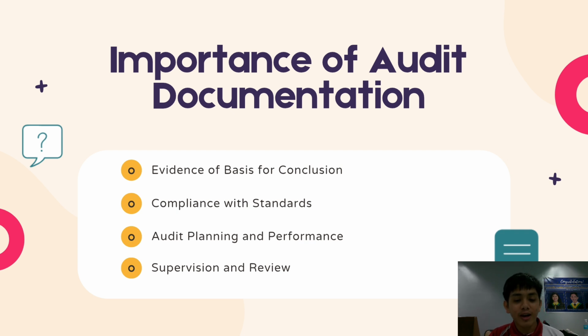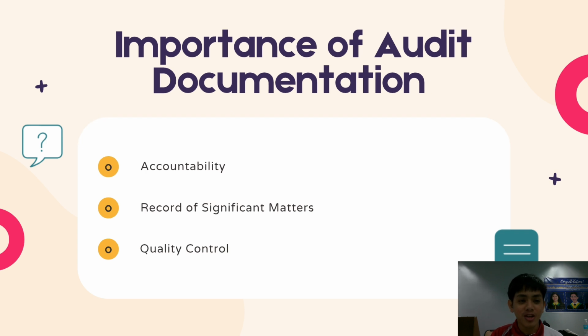We also have accountability. I think you're familiar with this word. Audit documentation provides a clear record of who performed audit procedures and who reviewed them. It means that the working papers include the name and initials of the person, the CPA who prepared the documents, the date it was prepared, and the reviewer's approval. It promotes responsibility and transparency within the audit team, ensuring that each member is accountable for their work.